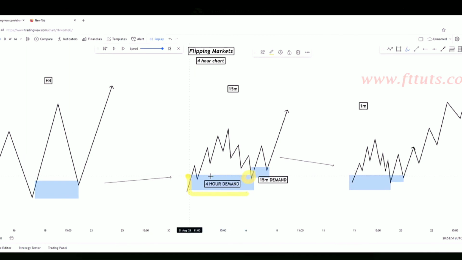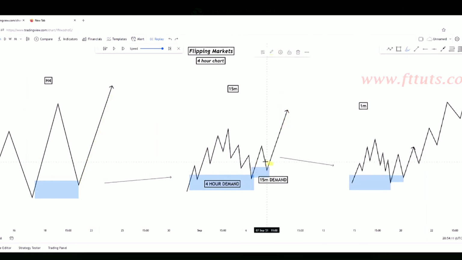So this will be the 4-hour demand zone on the 50-minute chart. Price tapped into this zone, and after it broke through the last high point, did a change of character and tapped into this 50-minute demand zone and reversed the price. And this movement will be this leg. This movement will create a new high.